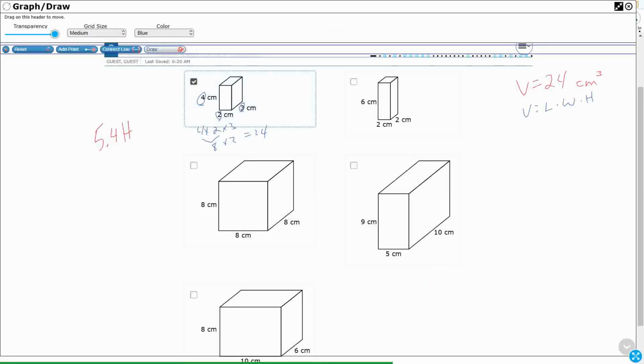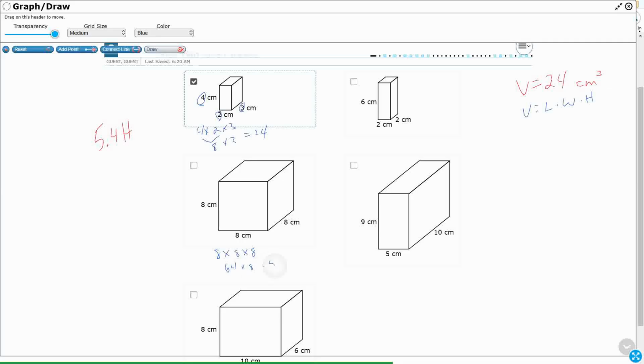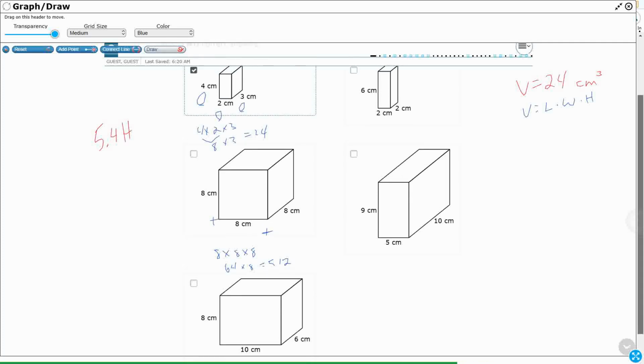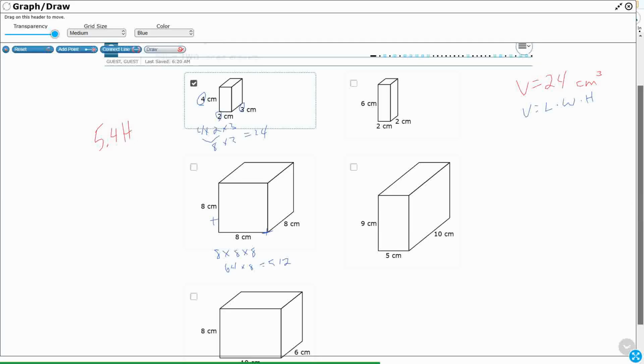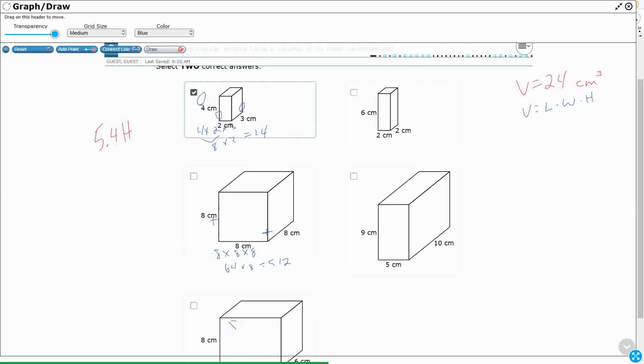Let's keep going. Look at this. 8 times 8 times 8. That is going to be 64 times 8, and that is going to be 512. So you see what they did here, right? 8 plus 8 plus 8 gets you 24. So that's the kind of confusion there. I've got 8, 10, and 6 down there at the bottom. So let's see, 8 times 10 times 6. Same thing. If I were to add these, I'm going to get 24. If I multiply them, I'm going to get 80 times 6 equals 480.